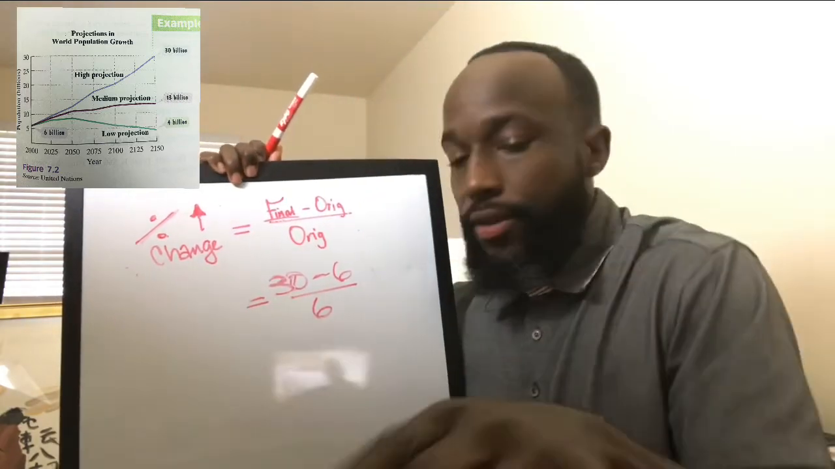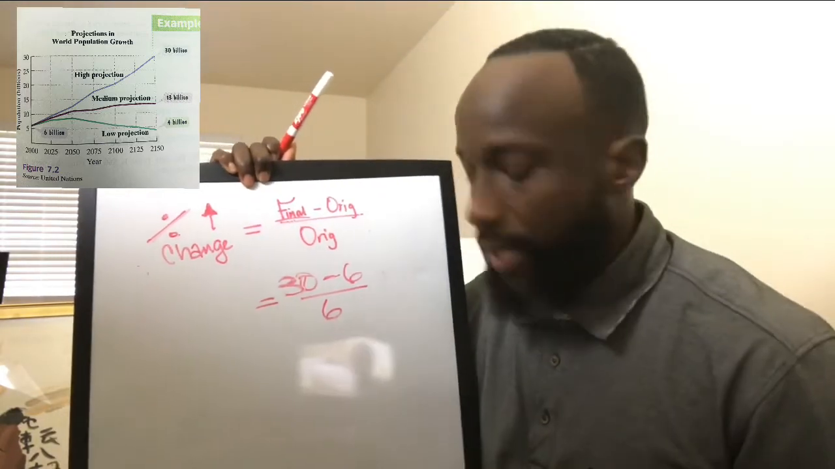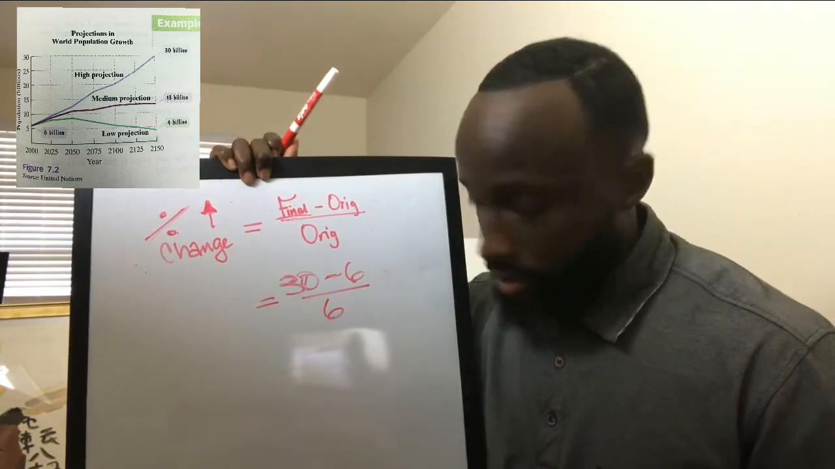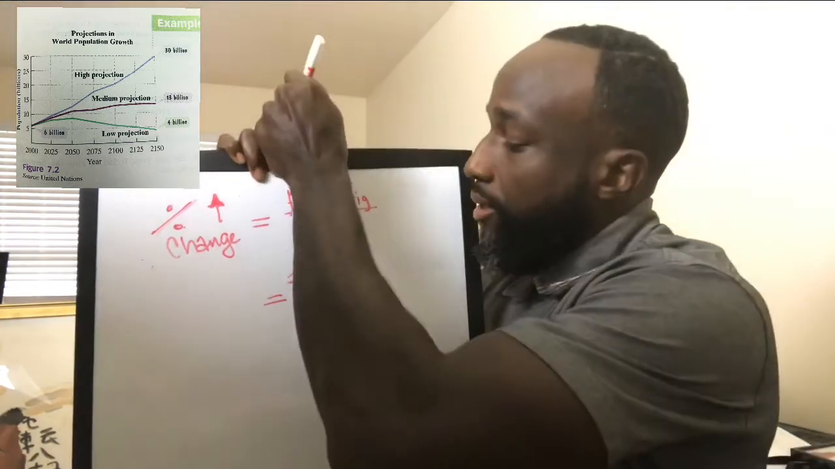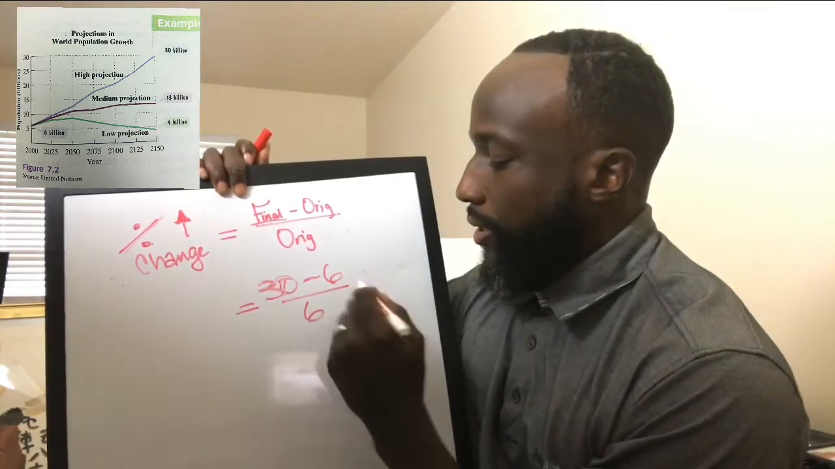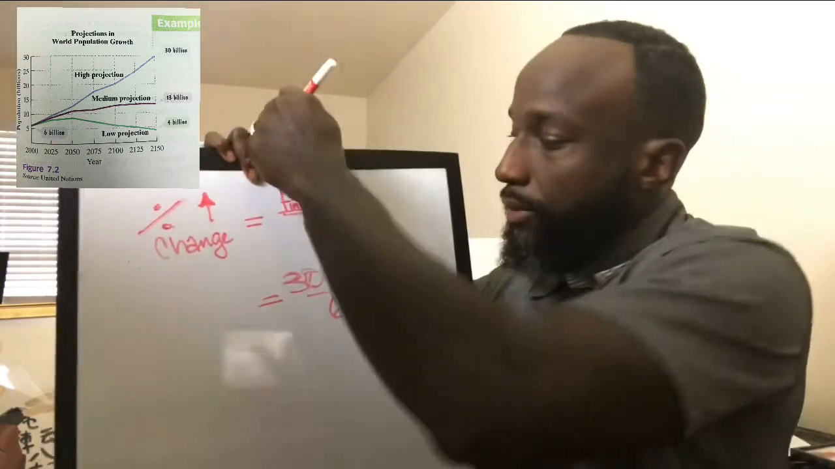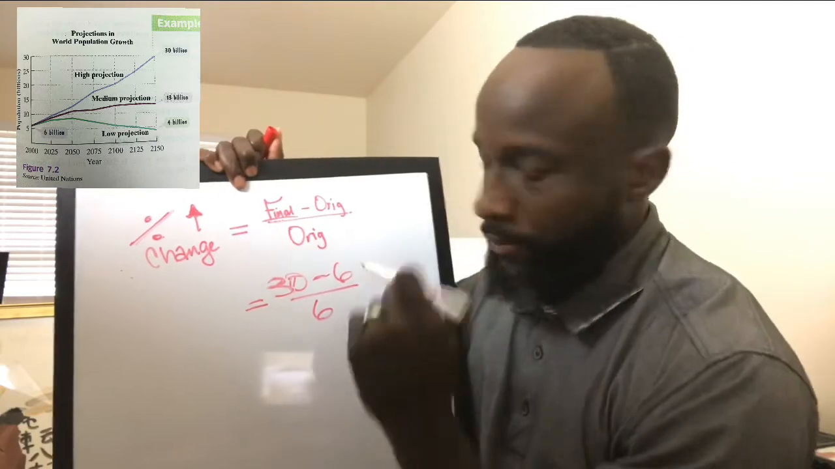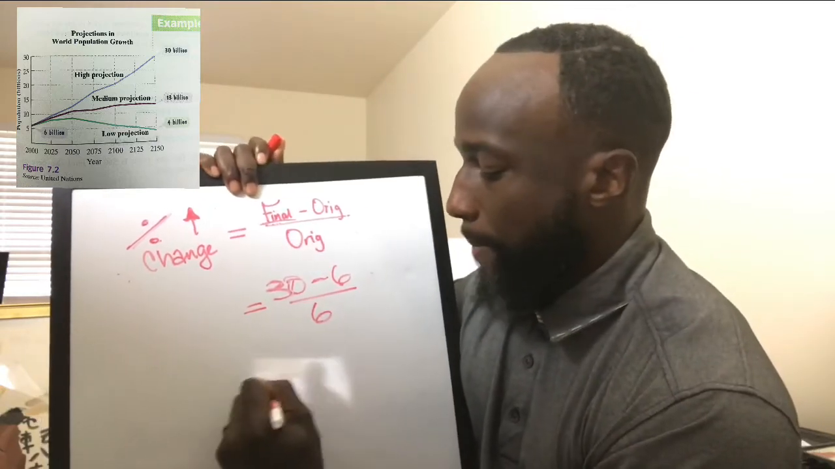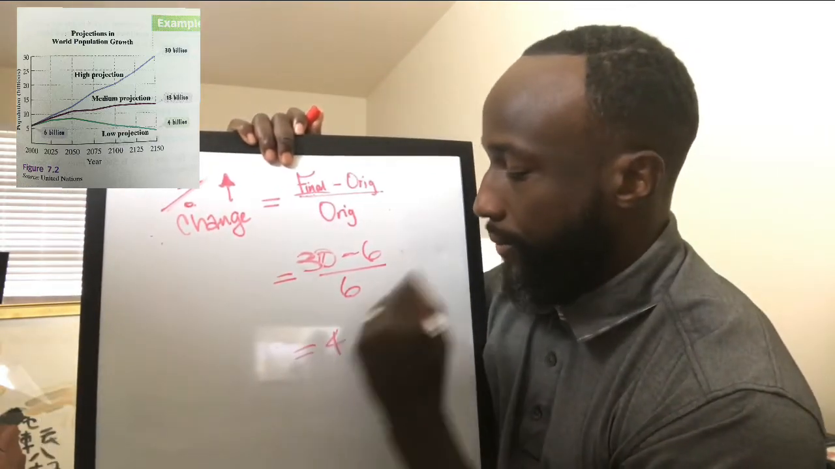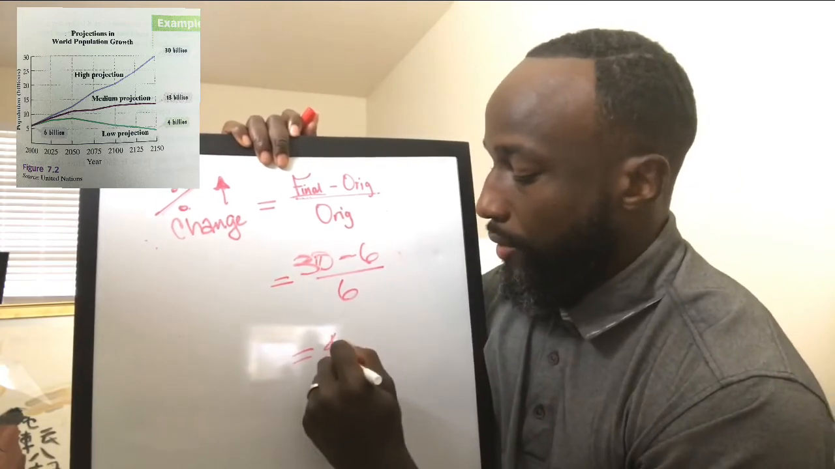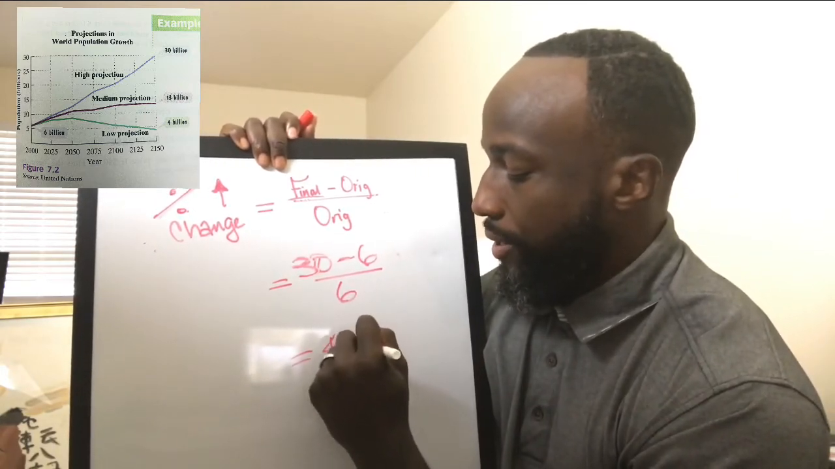Let's do the math. 30 minus 6 is going to give us 24. 24 divided by 6 is going to give us 4. So it's going to give us 4. So the answer equals 4, right? So this is a 4%.